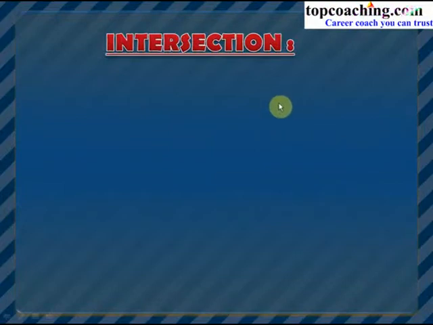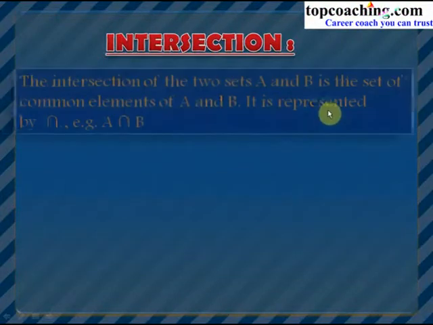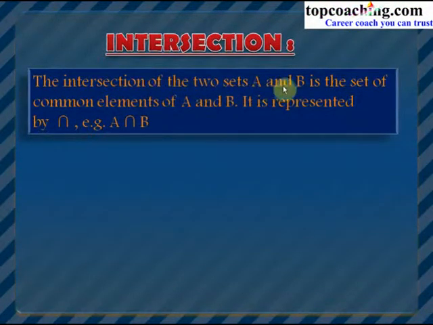Now let's see what is the intersection of two sets. The intersection of the two sets A and B is the set of common elements of A and B. It is represented this way. So this represents intersection, and this would be called A intersection B. It is a set which contains only the common elements of A and B. Let's take the same example once again.